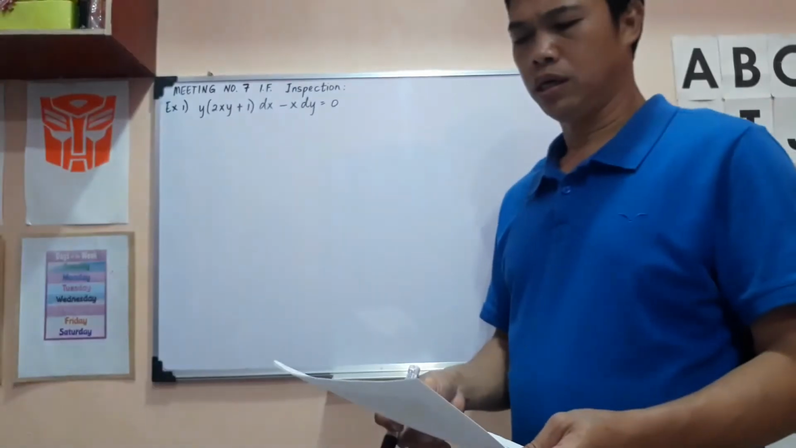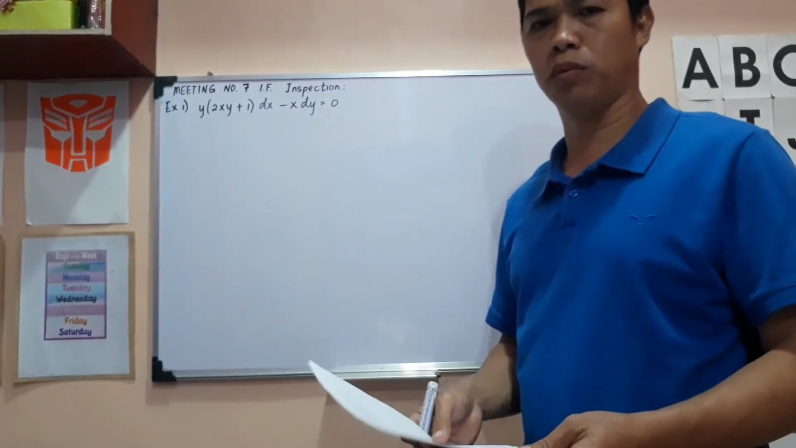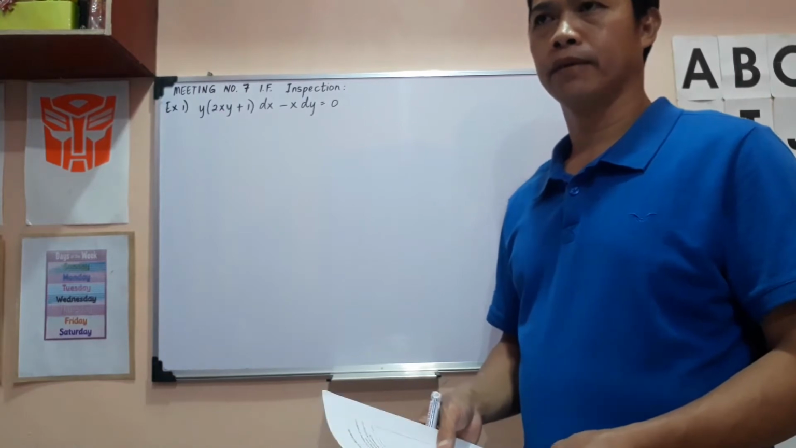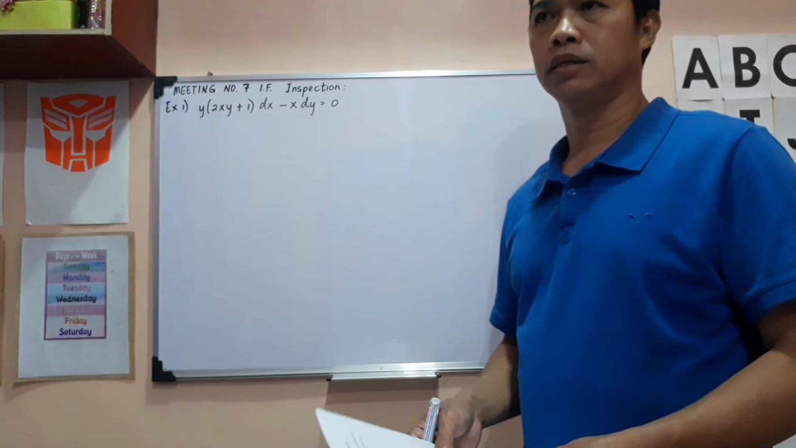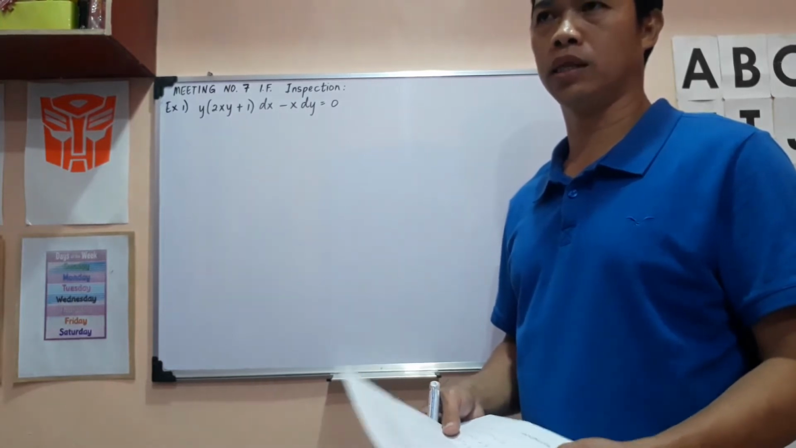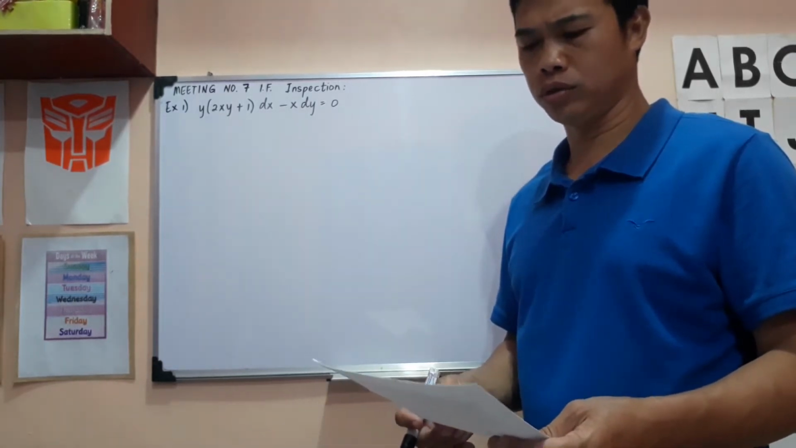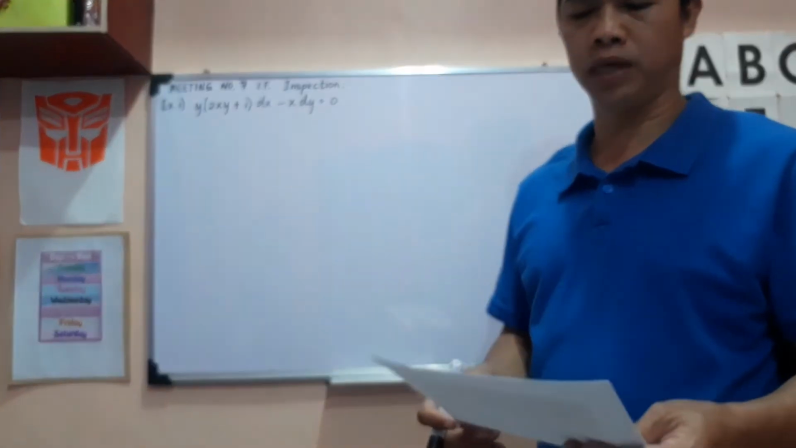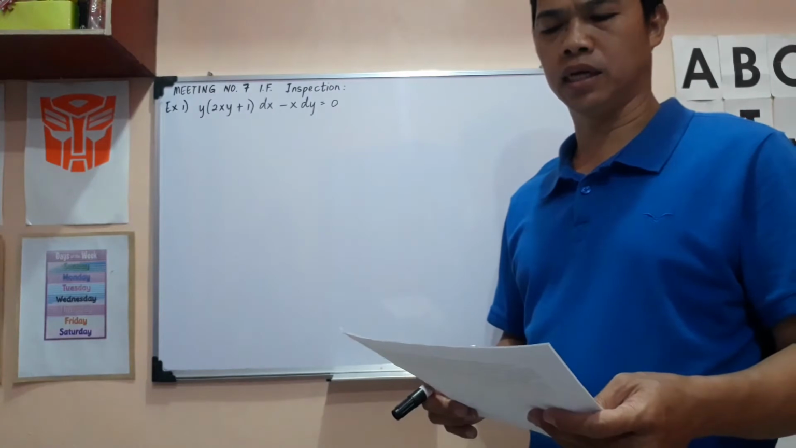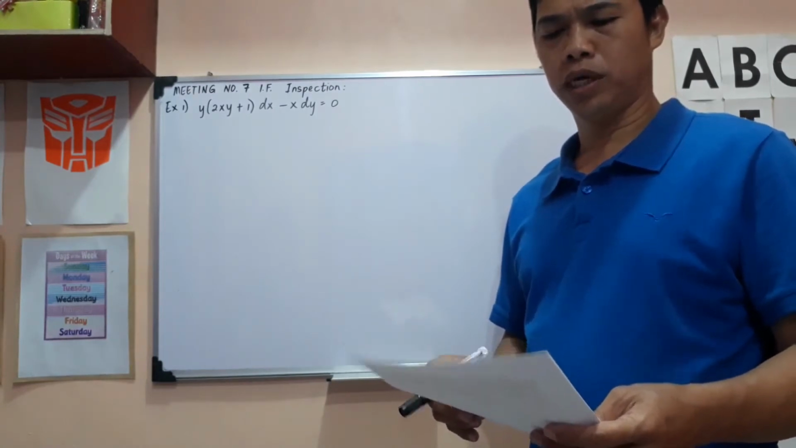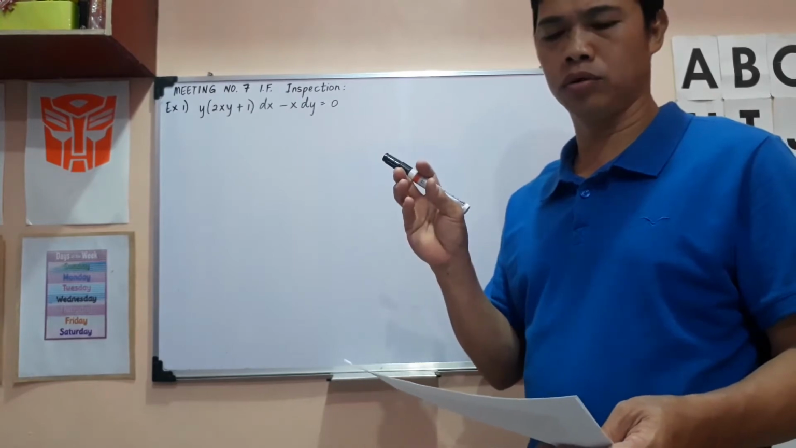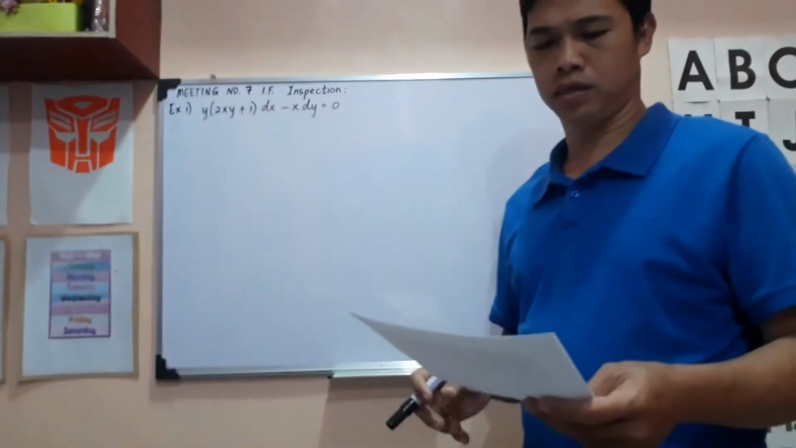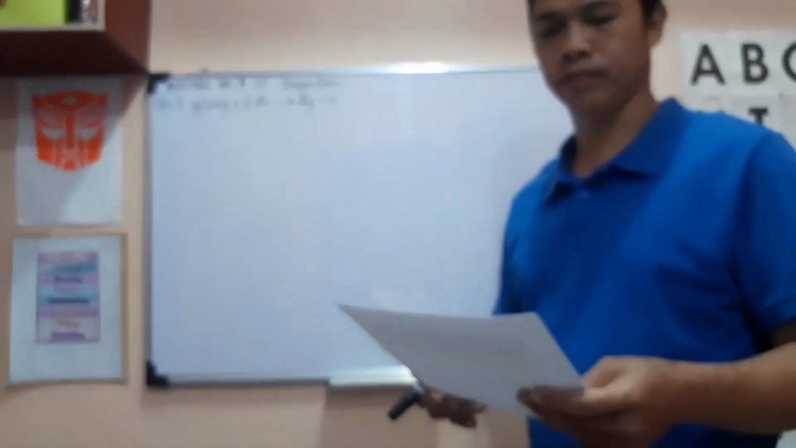to 0, is not exact and cannot be solved by our previous topics, and those are separable, homogeneous, and linear equation in two unknowns, it is possible to transform the non-exact DE by a judicious multiplication, which we call an integrating factor. So by inspection, titingnan natin kung yung ating given DE ay pwedeng i-multiply. That is judicious multiplication.